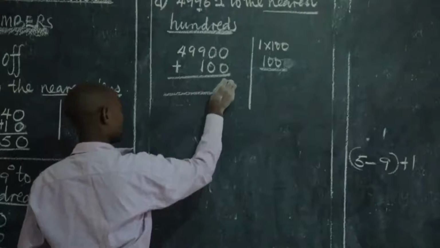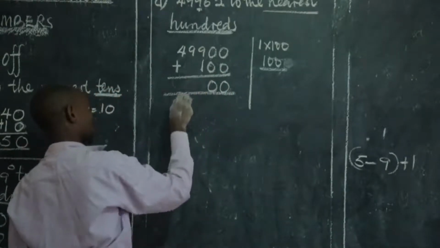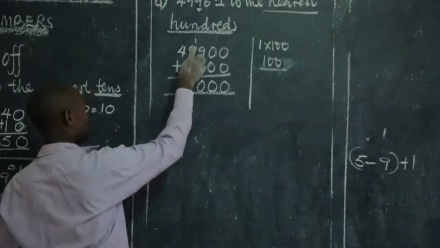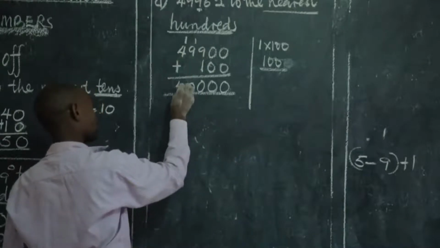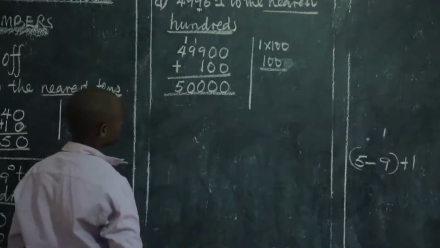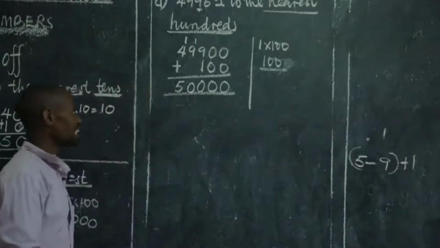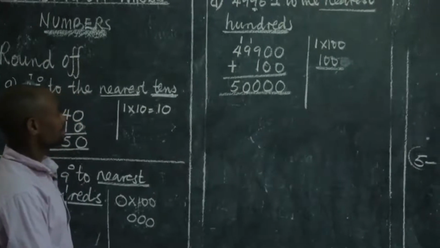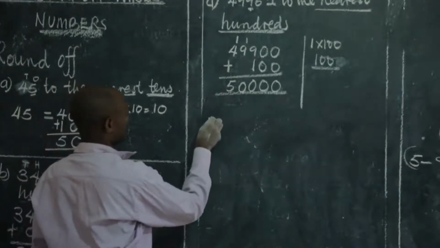0 plus 0, 0. 0 plus 0, 0. 9 plus 1, we get 10. Then we regroup with 1. 1 plus 1, we carry 1. So this one becomes 5. Therefore, when we round off that number to the nearest hundreds, we are going to get 50,000.